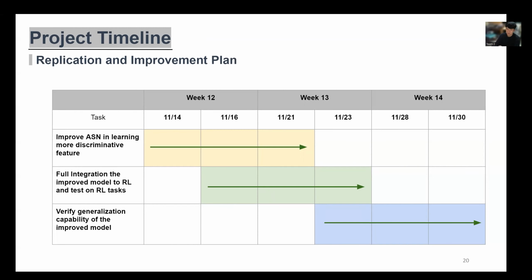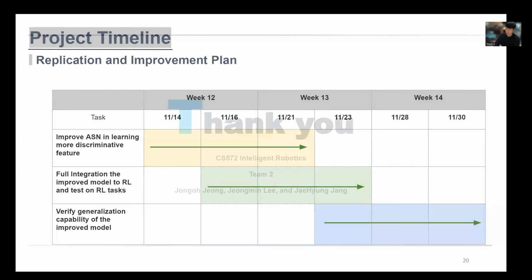This is our project timeline. We will improve ASN in learning more discriminative features. Second, we will integrate the improved model into RL and test on RL tasks. And third, we will verify the generalization capability of our models in the experiments.